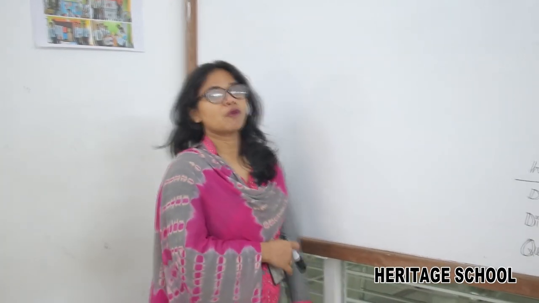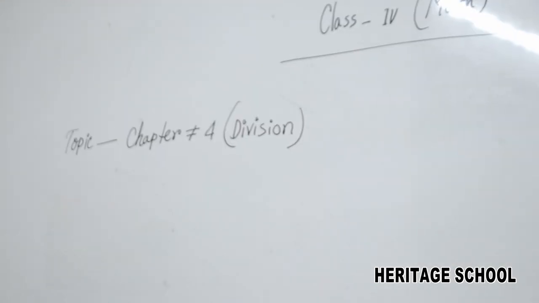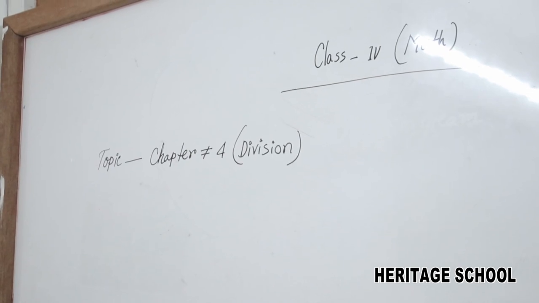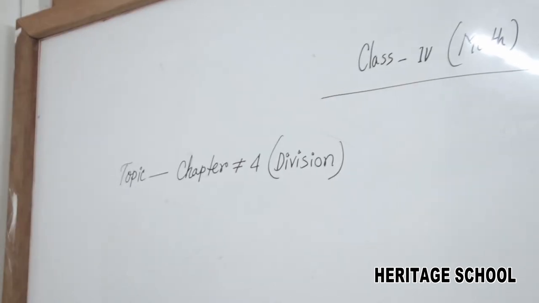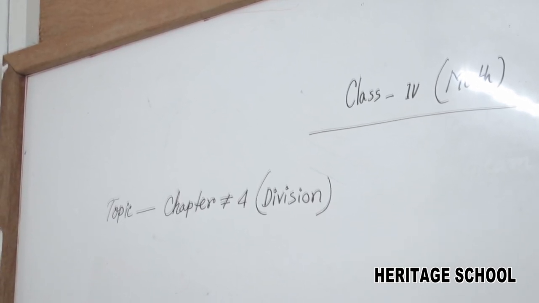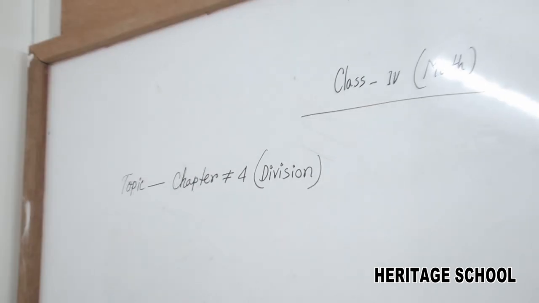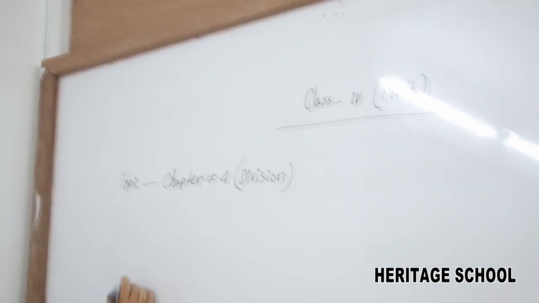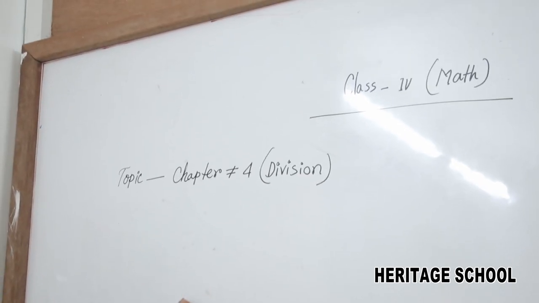This class is class 4 and today's chapter is chapter 4, division. Today I will do some word problems. Okay, so before that you have to know division. What is division? Division means distributing equally, in equal portions. Okay. So I am showing here division like this.